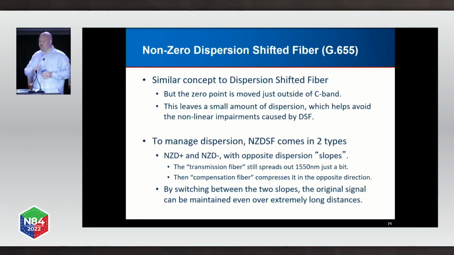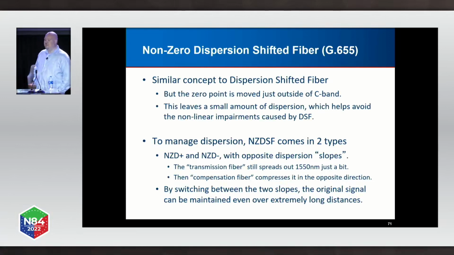So non-zero, what they said was, all right, we like the idea, because this was designed in a time when 10 gig was what you were trying to accomplish, and dispersion was your biggest enemy. So we like the idea of lower dispersion, but we don't want it to be zero. So we'll move the point of zero dispersion outside of the band that we want, but we're still down. You take it from 17 picoseconds per nanometer down to 2 or 5 or something, and this will be good.